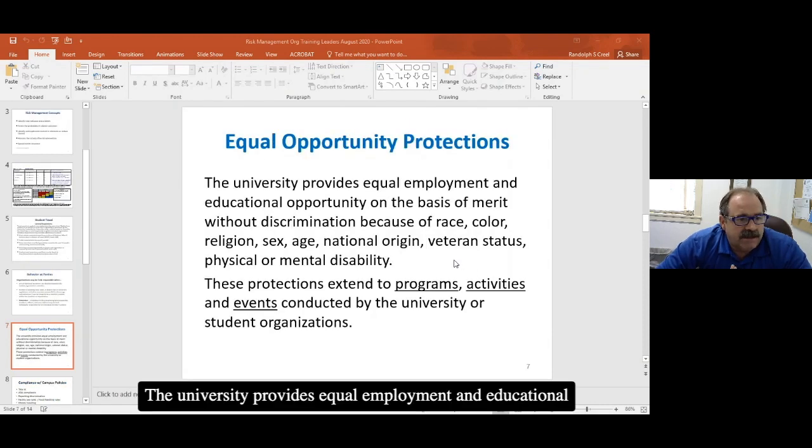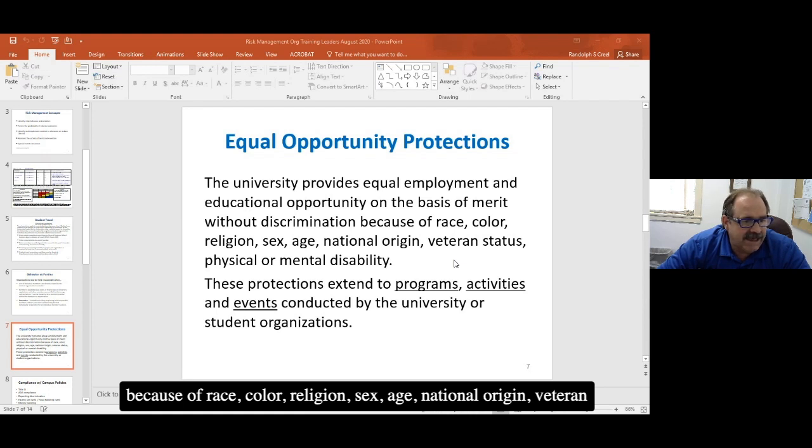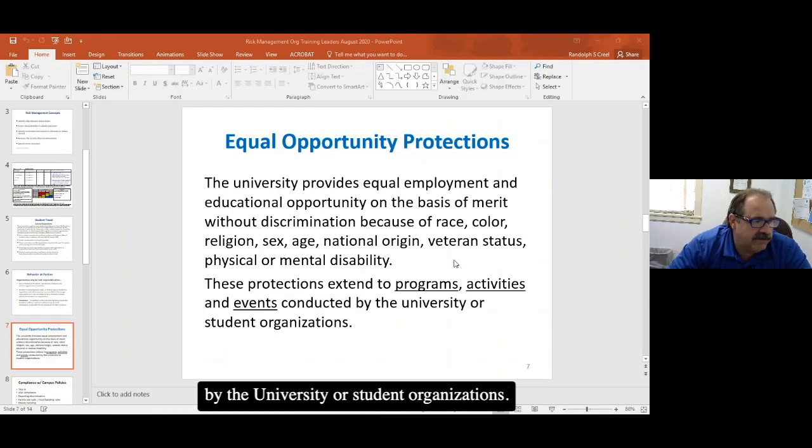The university provides equal employment and educational opportunities on the basis of merit without discrimination because of race, color, religion, sex, age, national origin, veteran status, physical or mental disabilities. These protections extend to programs, activities, and events conducted by the university or student organization.